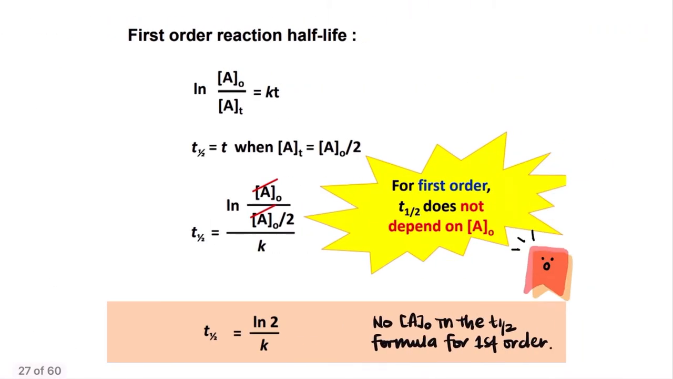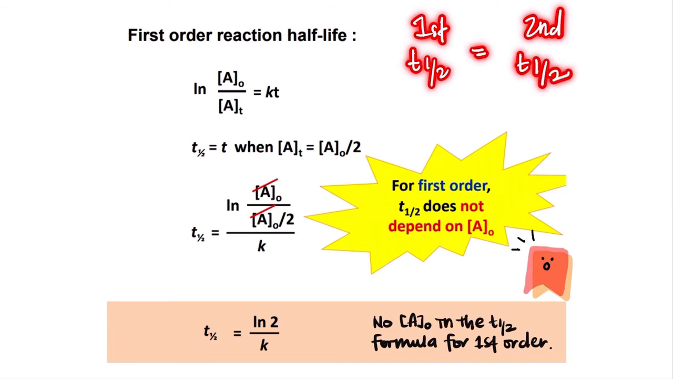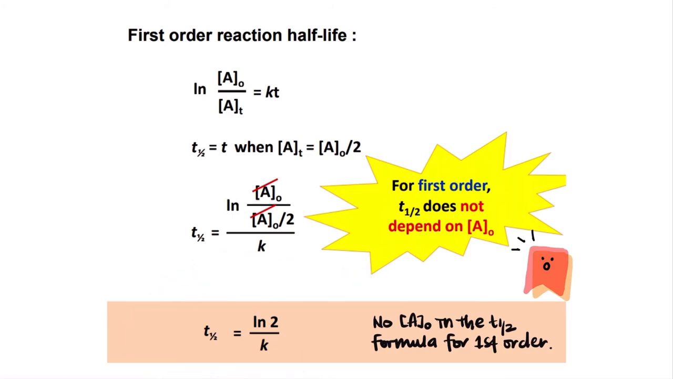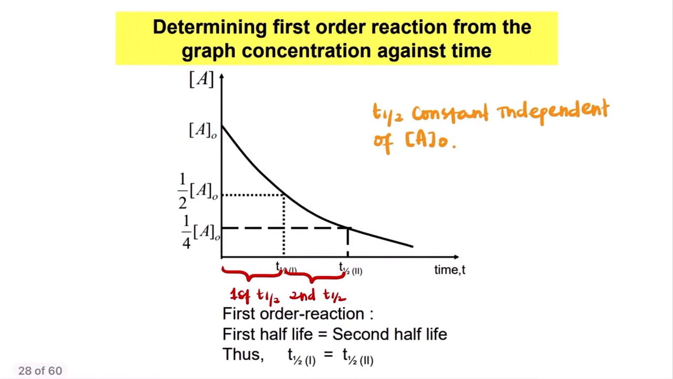Okay, so for first order reaction, the half-life does not depend on A0. So yang ni awak senang sikit ingat. Okay, maksudnya for first order, your half-life will be constant. The time taken for let's say your first half-life will be equal to your second half-life juga. Alright, so this is the formula that you need to know. Okay, remember that. Okay, let's look at the graph. How does it look like?